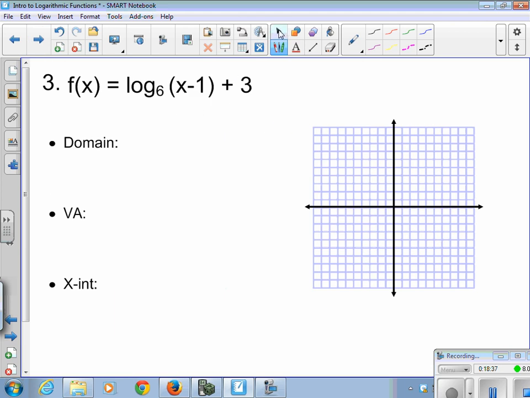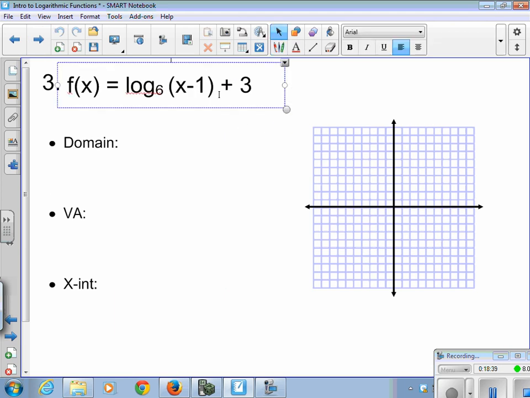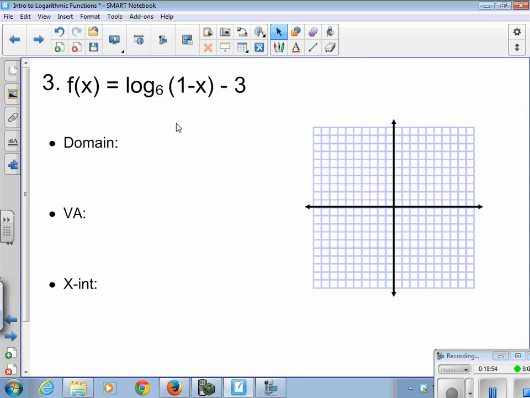Alright, number 3, I'm going to change this example just a little bit, because there's one on your homework that you're probably not going to know how to do unless I do an example, and I'm going to change this to minus. Okay, let me make sure this is going to work. So, alright, that should work.